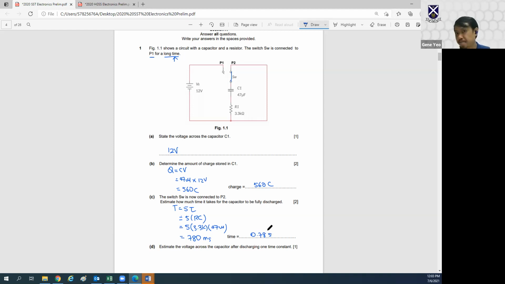Now, some of you will be asking, is it okay if I leave my answer in seconds? Sure. Is it okay if I change it to milliseconds? Also can. So this is possible, and this is also possible.